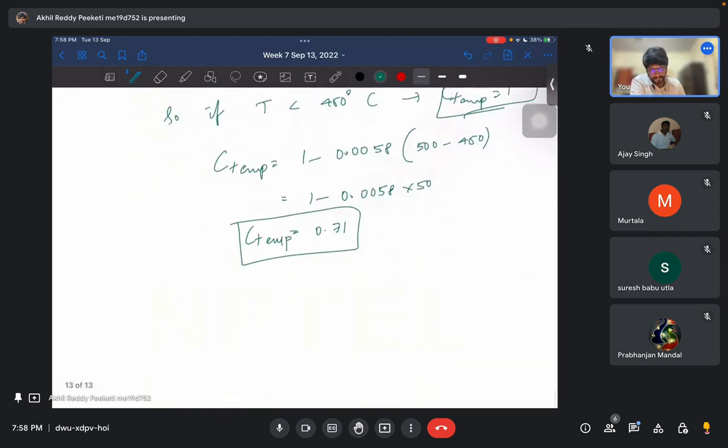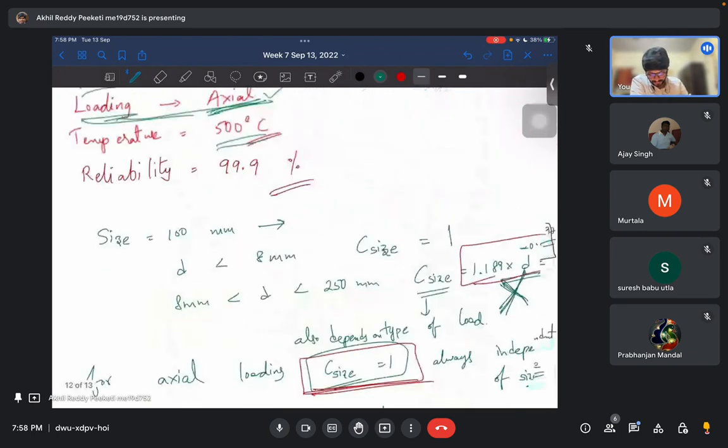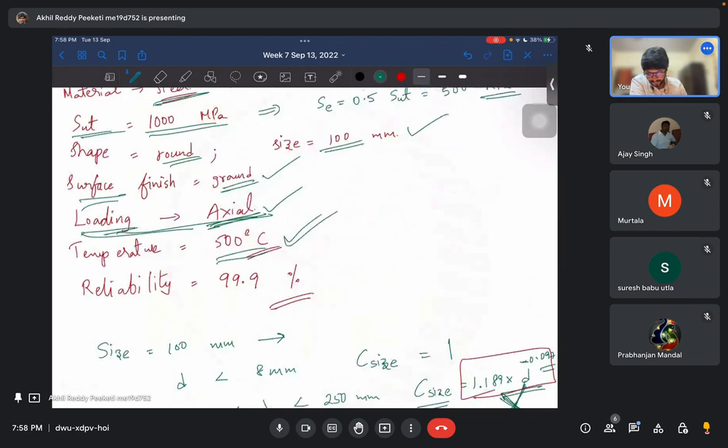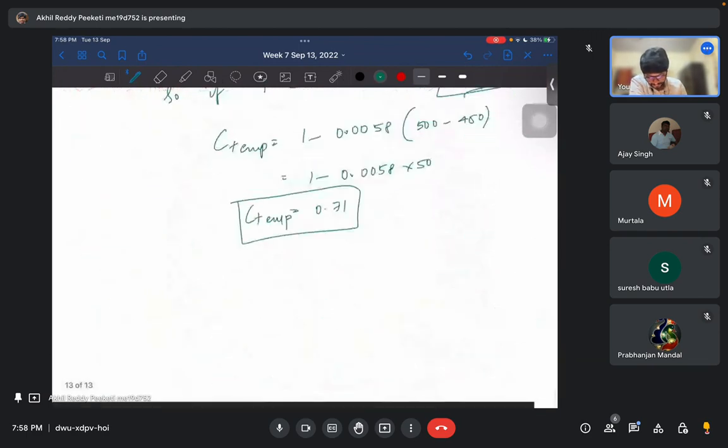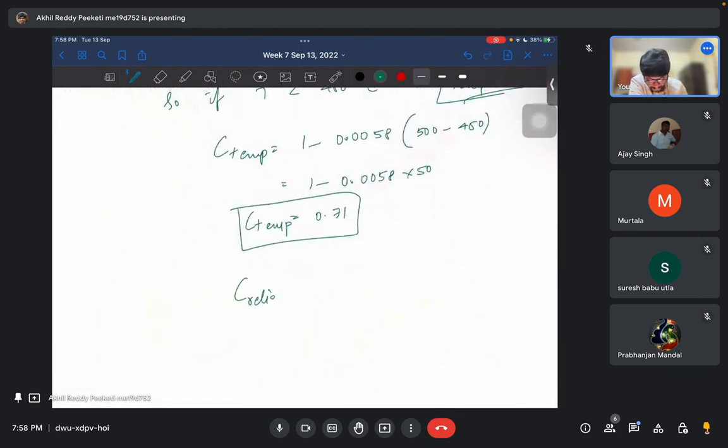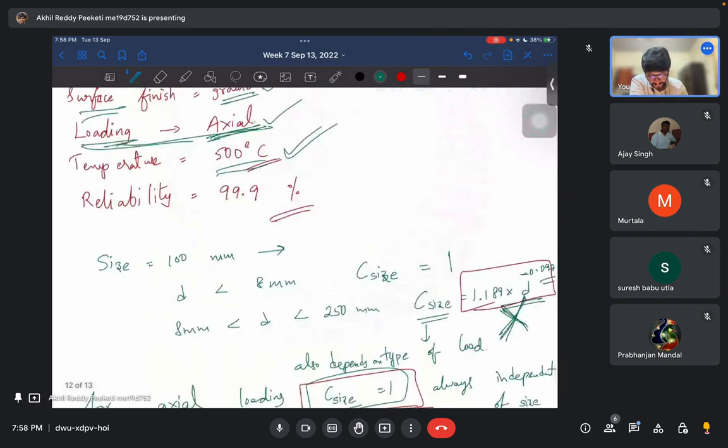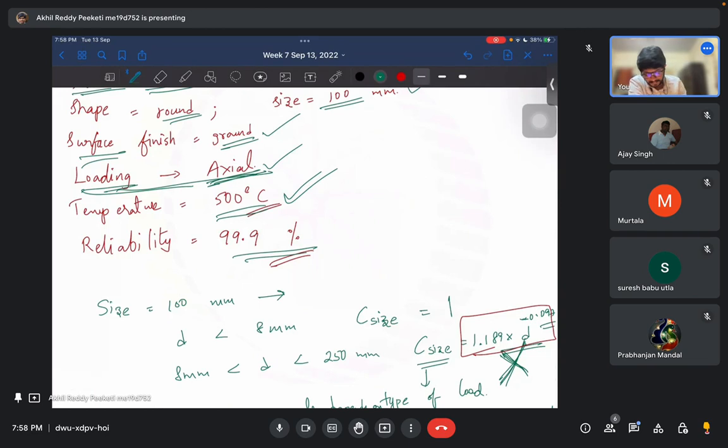Okay. So now we are done with the temperature factor also. Now the reliability correction factor. We are given 99.9%, so the reliability is 99.9 percent only. So what does that mean? Can anyone tell me?